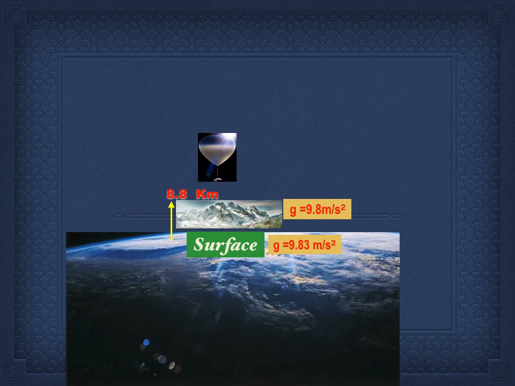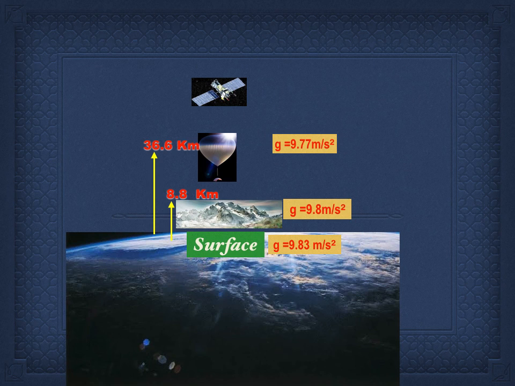Now let's take another example. A man-made balloon reaches a height of 36.6 km. When the value of G is calculated, it is found to be 9.77 meter per second square. So here also the difference in the value of G is negligible. Now if we consider the height of a typical weather satellite, at about 400 km, when we calculate the value of G, it's found to be 8.7 meter per second square.